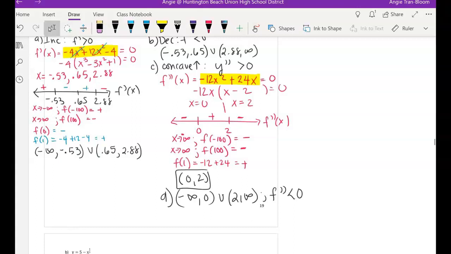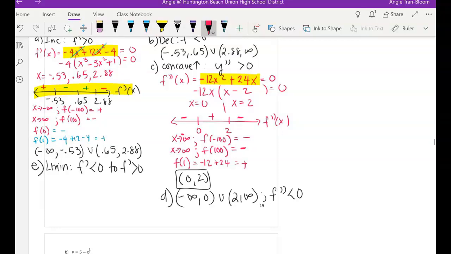I'm out of space at the bottom, so that's D, this is E. Local extreme values, let's talk about local min first. Local min is when the first derivative changes from negative to positive. Okay, so I'm going to look at this thing right here, because all the work is pretty much done for us. So the answer is, it changes from negative to positive at 0.65, okay? And that's it.